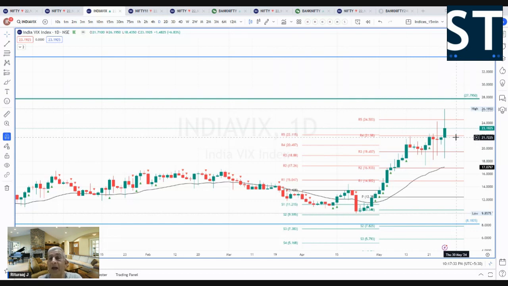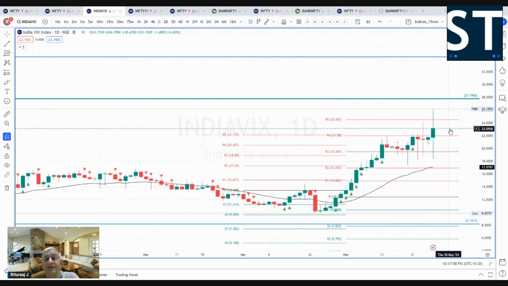And India VIX today touched a high of 26.19, which is very near to the level of 27.79 that I had indicated. So 27, 28 is the possibility, maybe very soon, maybe tomorrow, I don't know. But this close at 23.2 level, after how many days are we witnessing this level?